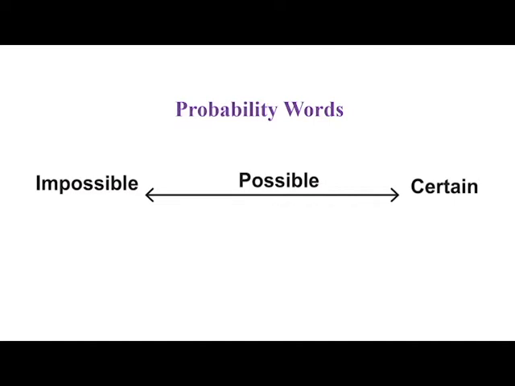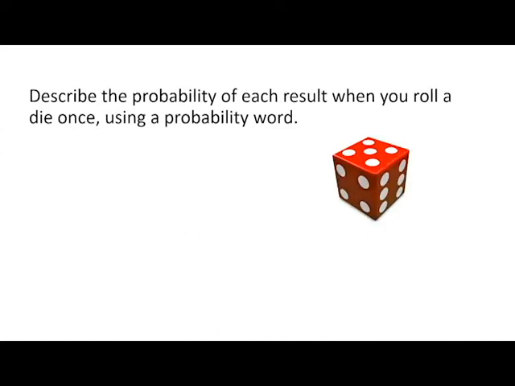Now, possible can be divided again. If it has less chance to happen, we call it unlikely. If it has more chance to happen, we call it likely. Let us look at some examples. Describe the probability of each result when you roll a die once using the probability word.